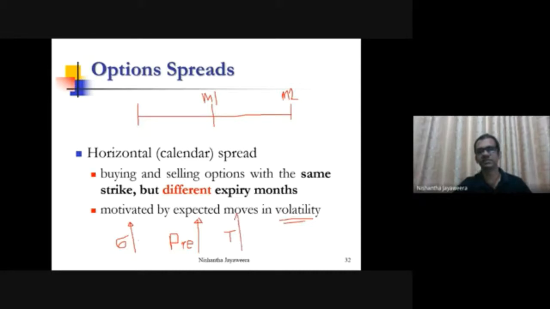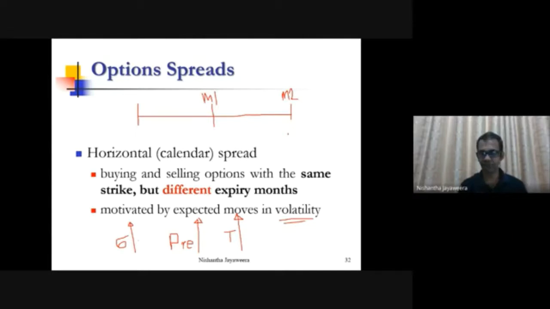If the time increases also, time, that means the time to maturity increases. What happens? The premium increases. Generally, this is the story.